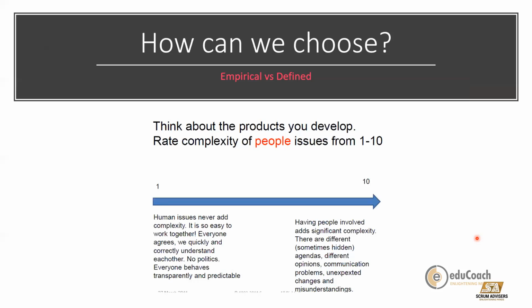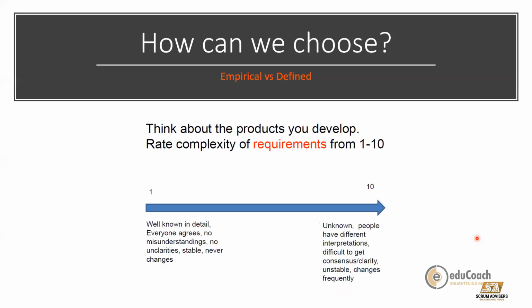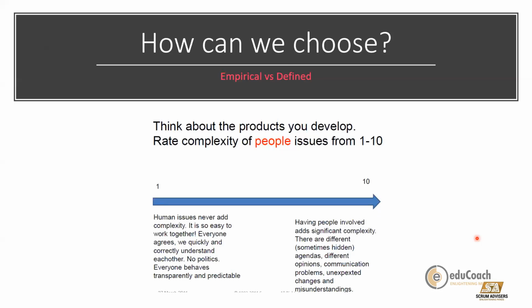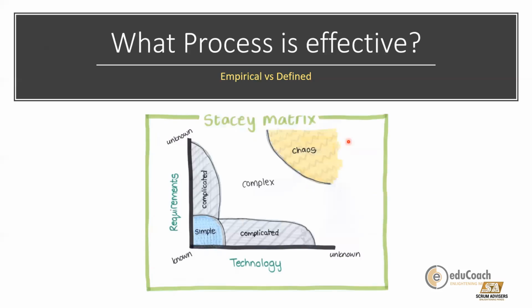So basically, we need to take care of these three things when we are thinking of which process to use. Another way of doing it is using something called a Stacey matrix. Now, the Stacey matrix basically has technology plotted on the x-axis and the requirement on the y-axis. At the lower end of the axis, we have where technology is known, the requirement is known, and on the other end of the x-axis, we have technology which is unknown, and the other end of the y-axis, we have the requirements, which are unknown.